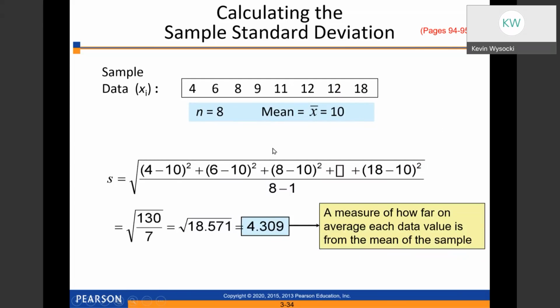All right, so they give you an example of how to calculate the sample standard deviation. It's really find the sample variance and then take the square root.